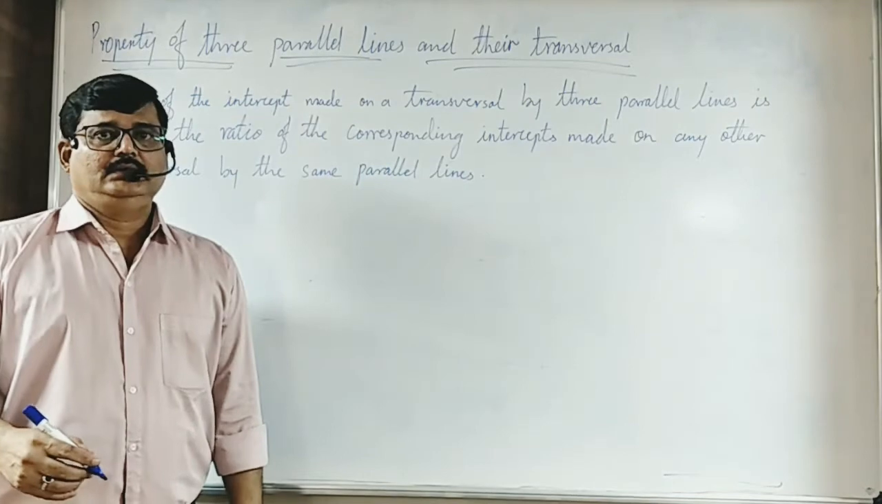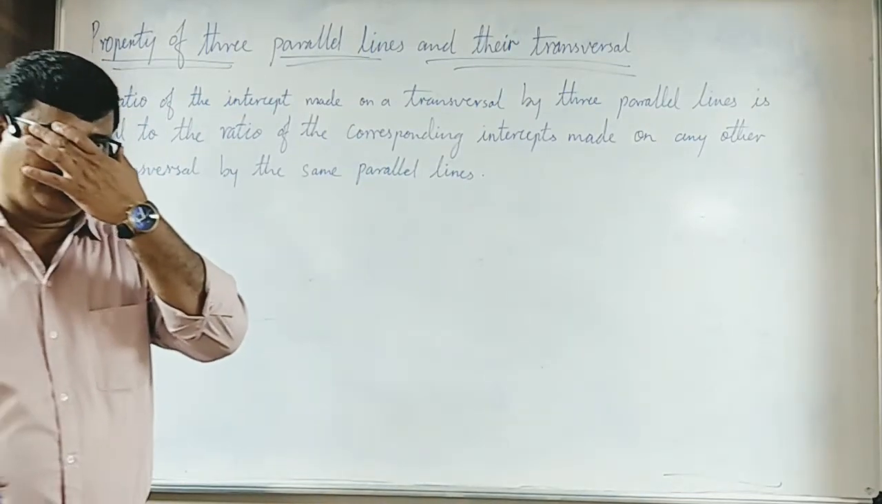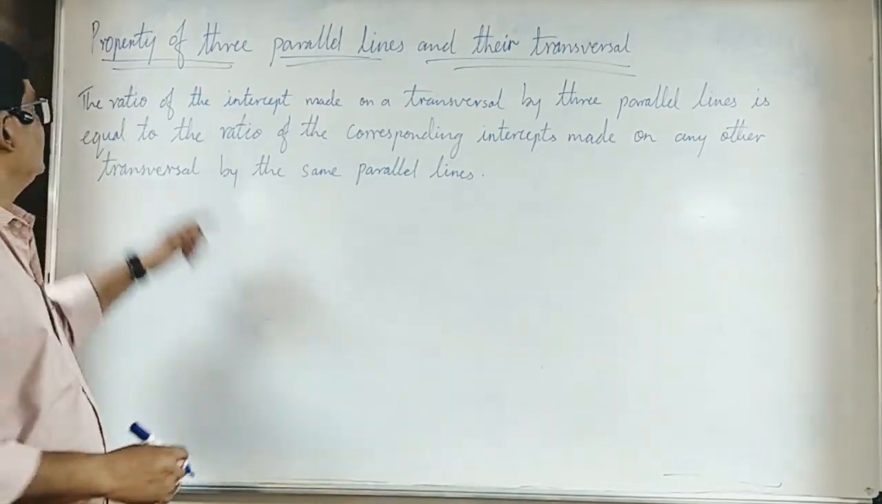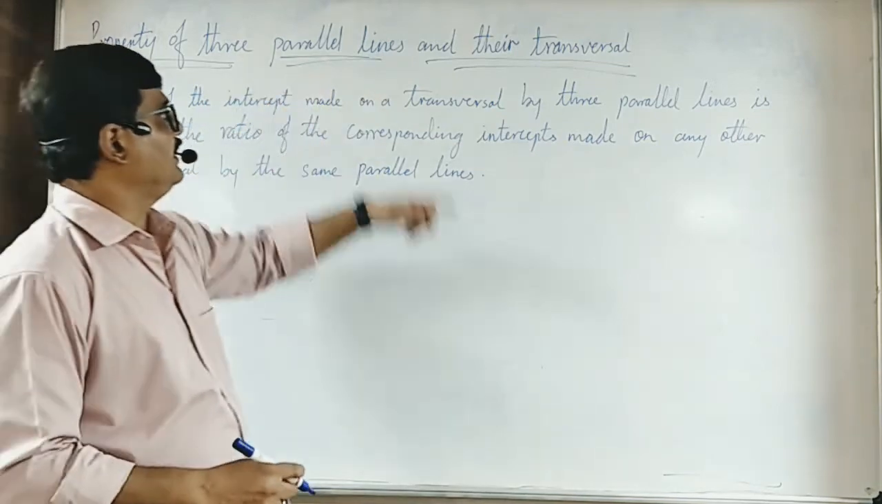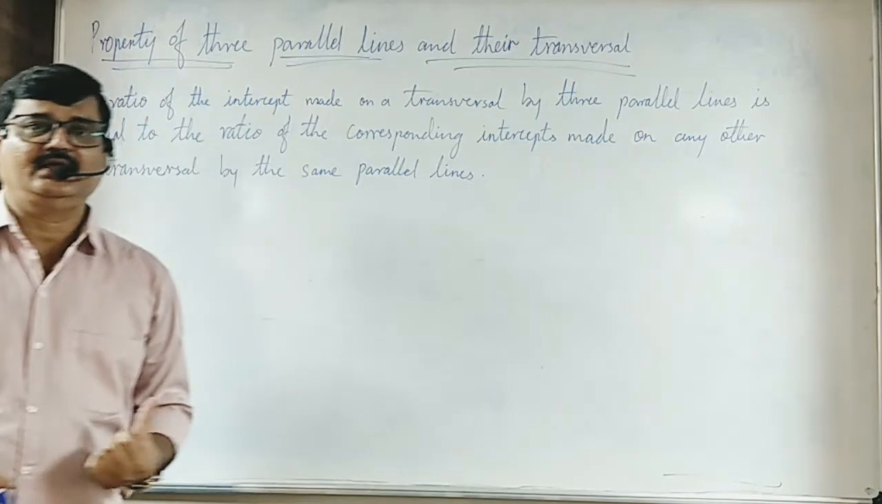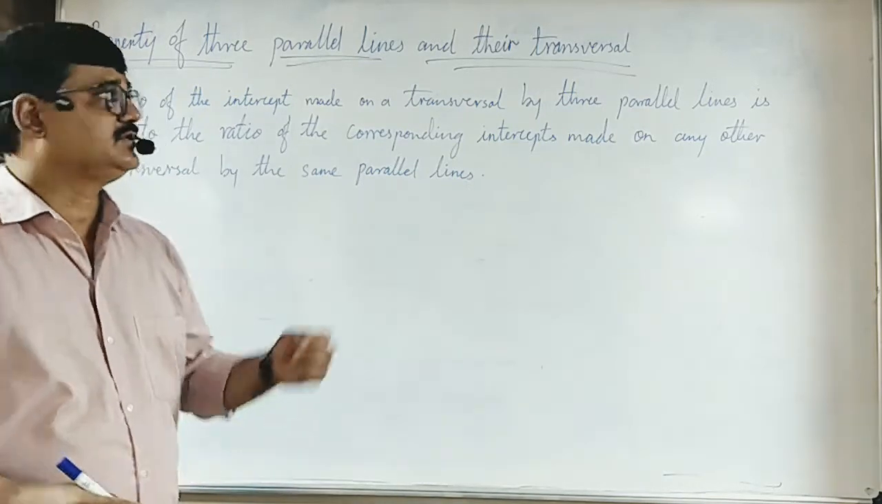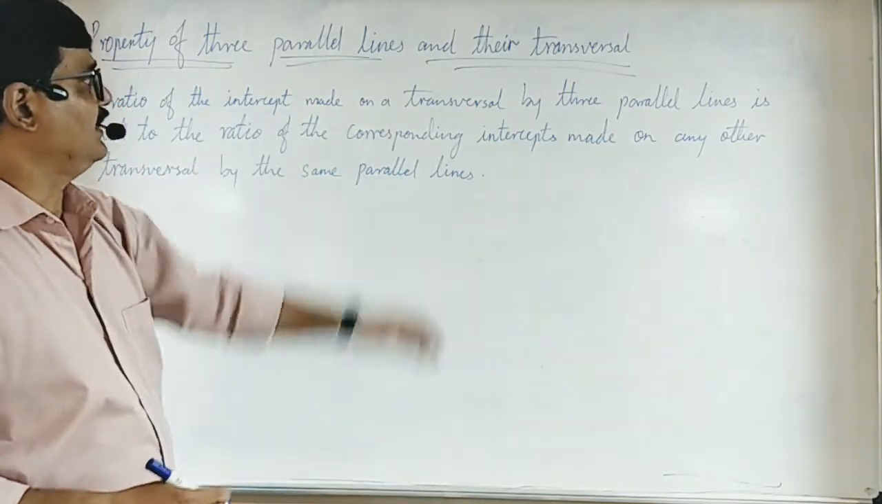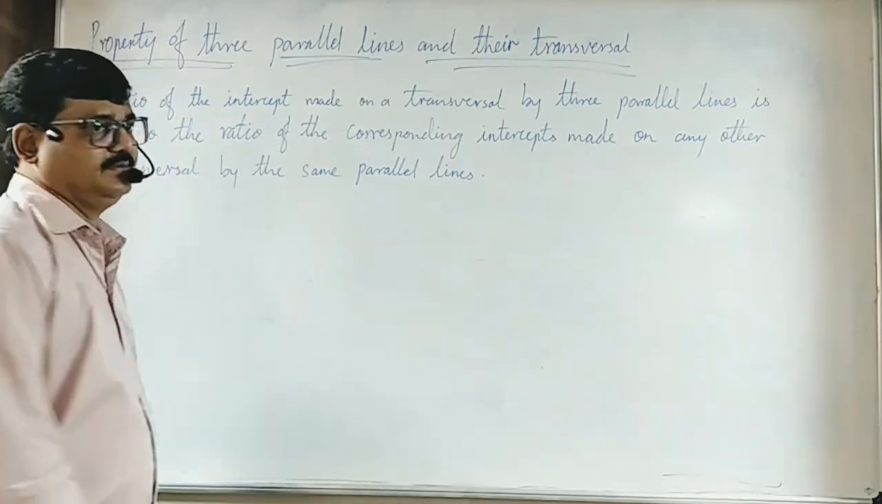Yes, students. Now we are going to study another property, which is called the property of three parallel lines and their transversal. What we studied last time is the property of an angle bisector of a triangle. Now we are going to study the property of three parallel lines and their transversal. Let's read that out this way.